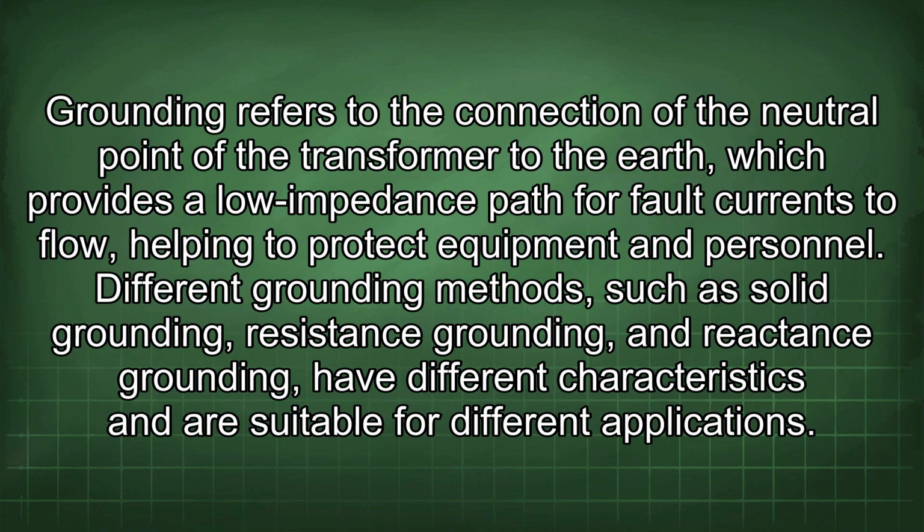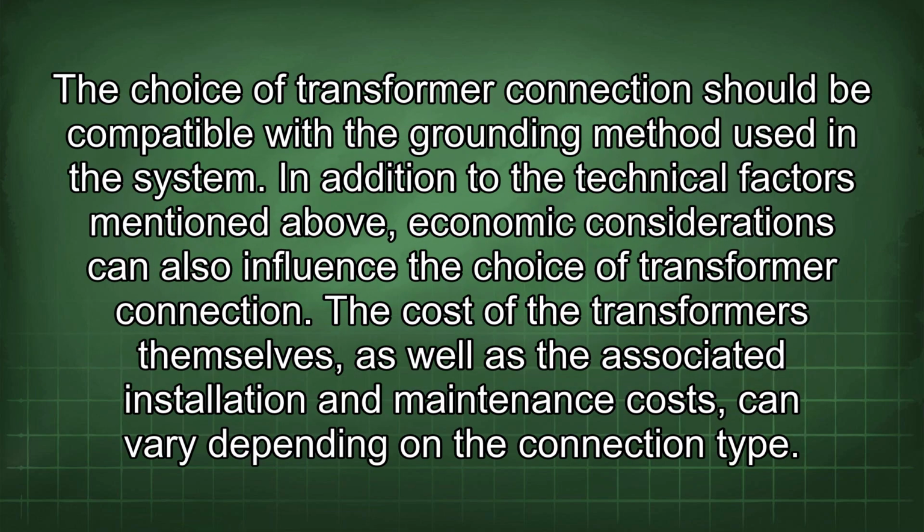Grounding refers to the connection of the neutral point of the transformer to the earth, which provides a low impedance path for fault currents to flow, helping to protect equipment and personnel. Different grounding methods, such as solid grounding, resistance grounding, and reactance grounding, have different characteristics and are suitable for different applications. The choice of transformer connection should be compatible with the grounding method used in the system.